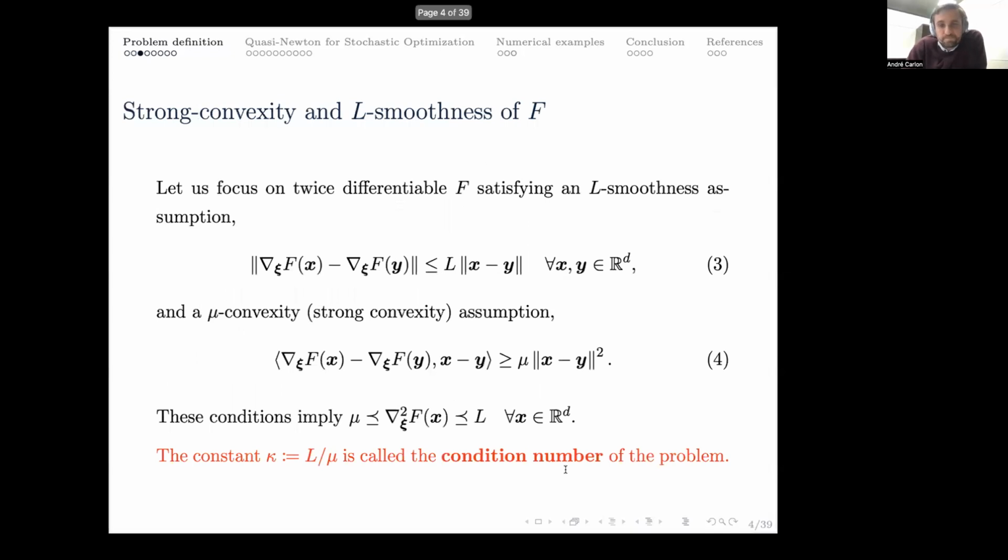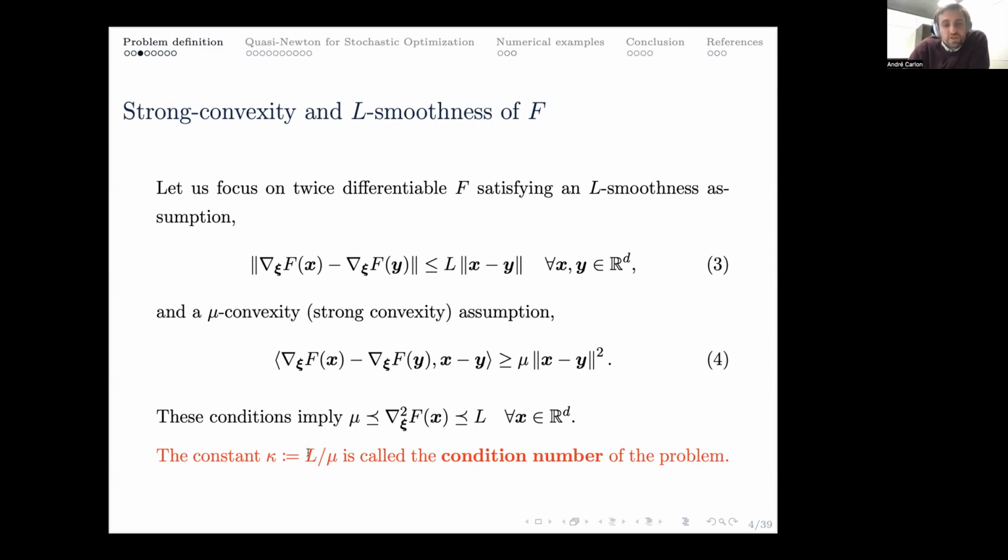Now, we will make some assumptions about our objective function f. We want it to be twice differentiable, first of all, and we also want it to be Lipschitz smooth, meaning that we want its gradient to be Lipschitz continuous. We also assume mu-convexity or strong convexity with a parameter mu, where here it's a stronger form of convexity that in this case gives us lower and upper bounds on the eigenvalues of the Hessian everywhere.